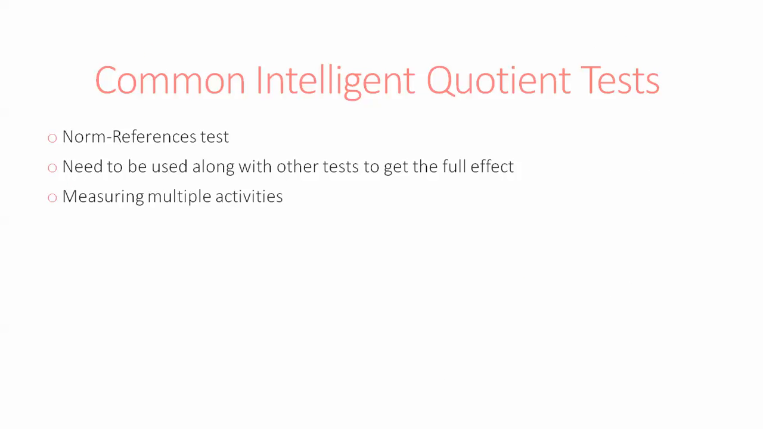Common IQ tests are norm reference tests. In order to get a full feel for the student's academic level, they need to be tested on their baseline test, not just rely on the IQ test. An IQ test measures the following: language-based reasoning, visual spatial reasoning, problem solving, logic, and awareness of common social realities.